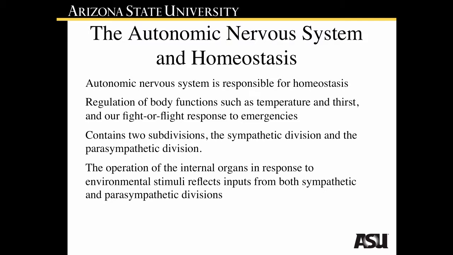Then we discuss the autonomic nervous system and how that works. So our autonomic nervous system really is responsible for homeostasis, basically regulating all of our body functions so that we stay on an even keel. These things include temperature and thirst and our fight or flight response and so forth. The autonomic nervous system, as I mentioned, contains two subdivisions: the sympathetic division and the parasympathetic division. The operation of the internal organs in response to environmental stimuli reflects inputs from both the sympathetic and parasympathetic divisions.